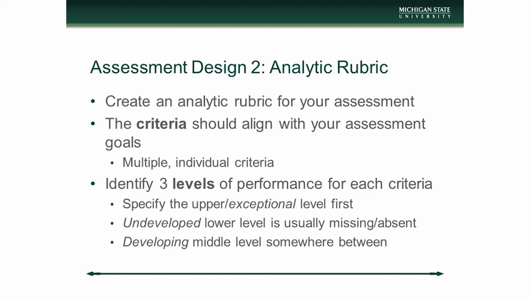You want to identify, and again, three levels, there's nothing magic about it. They could be binary, sort of present or absent. They can be five levels. It's just, again, what's appropriate in your discipline at this level for your students. So you want to think about these, but if you start with three, that's a good place to start.